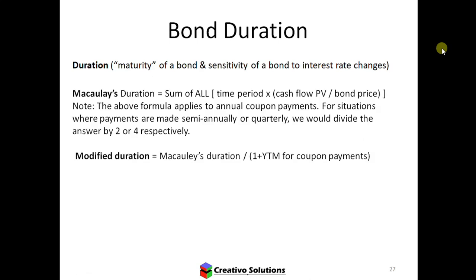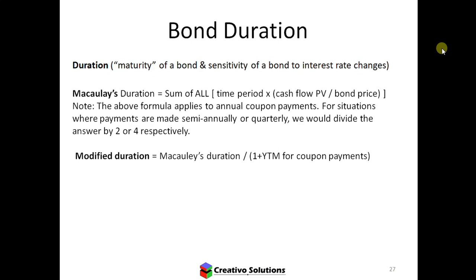All right, so there's different measures of duration. You get normal duration, you get Macaulay's duration, which is basically the sum of all your time period times the cash flow of your future cash flows discounted back in time to get the PV divided by the bond price. Right, just remember, it's just an adaptation.